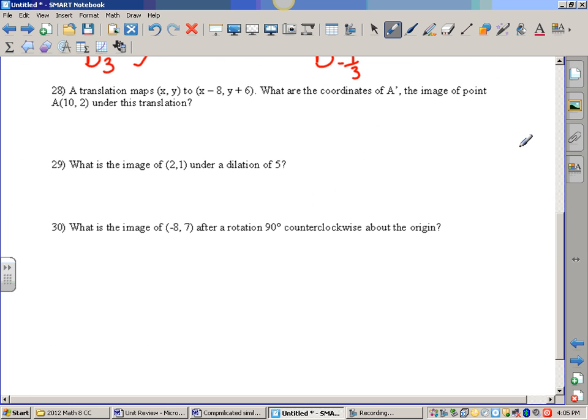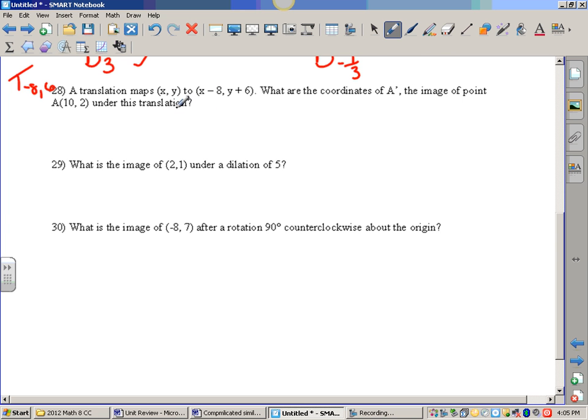All right, now this is just another way of talking about your translation. Instead of it being a rule of negative 8, 6, which is the exact same thing as this right here, I just have it in a different notation. I want to know what the coordinate of A prime, the image of this point under the translation, is.